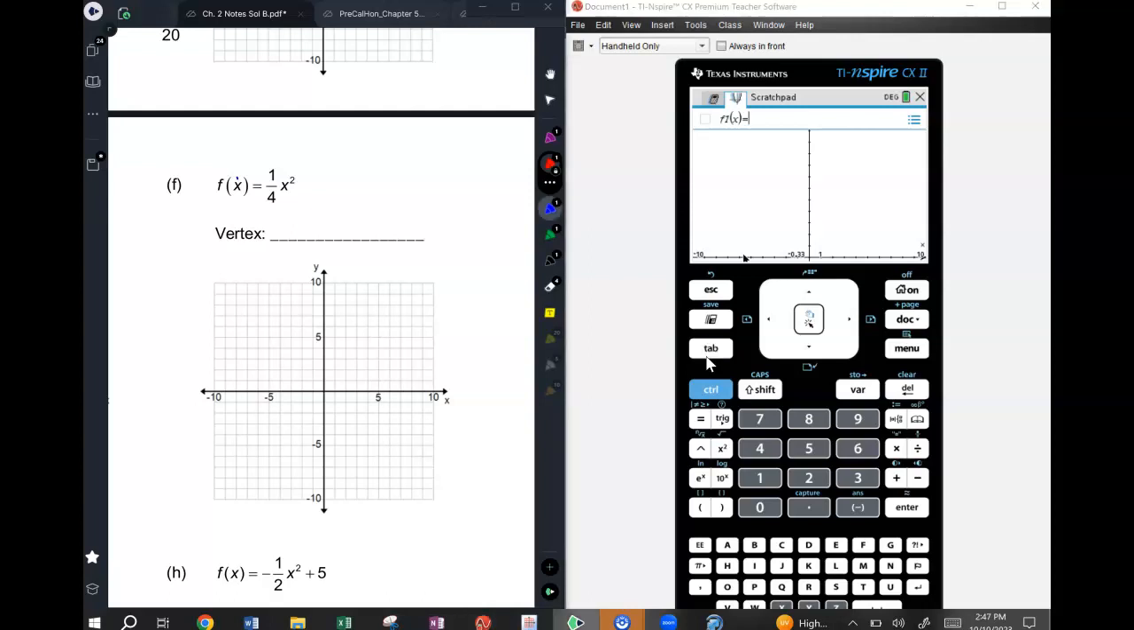The 1 over 4, you have to put it in parentheses. Why? Because if you don't, it'll think it's like this, which it's not, okay? You can either do that or you can put 0.25 x squared, but let's put it in parentheses. 1 over 4 x squared. Okay, now we're going to get a wider one.